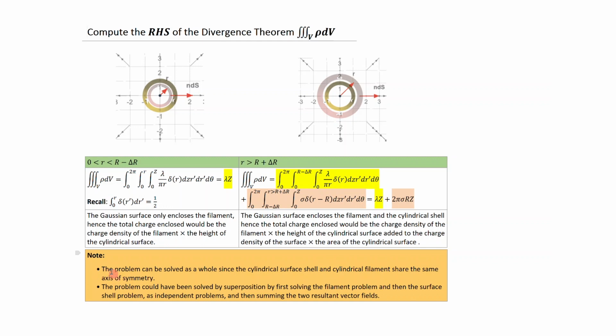All right, just a general note here. The problem can be solved as a whole since the cylindrical surface shell and the cylindrical filament share the same axis of symmetry. But the problem could also have been solved by superposition, by first solving the filament problem and then the surface shell problem as independent problems, and then summing the two resultant vector fields. That would also have been possible. In this case, it can all be done in one go. It's probably less complicated.